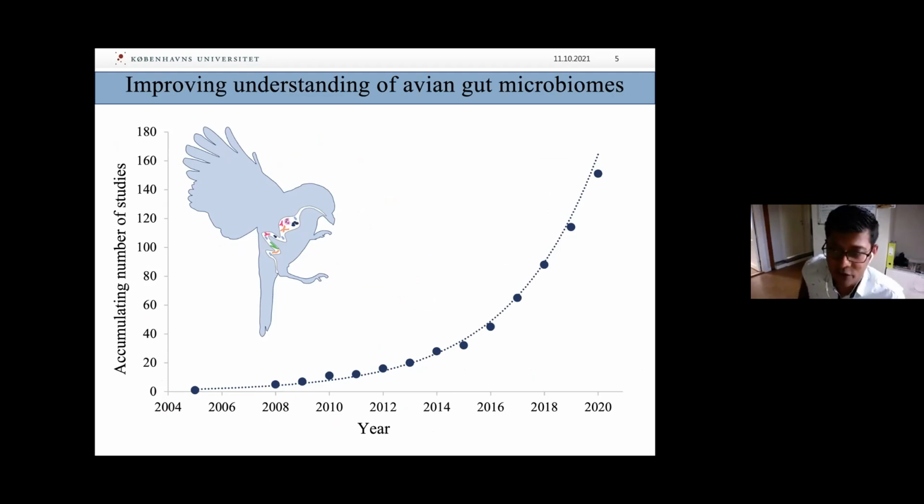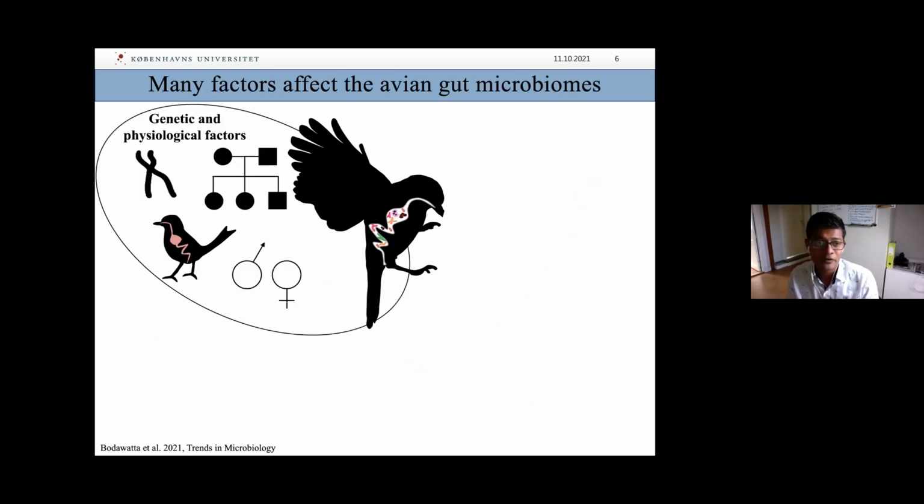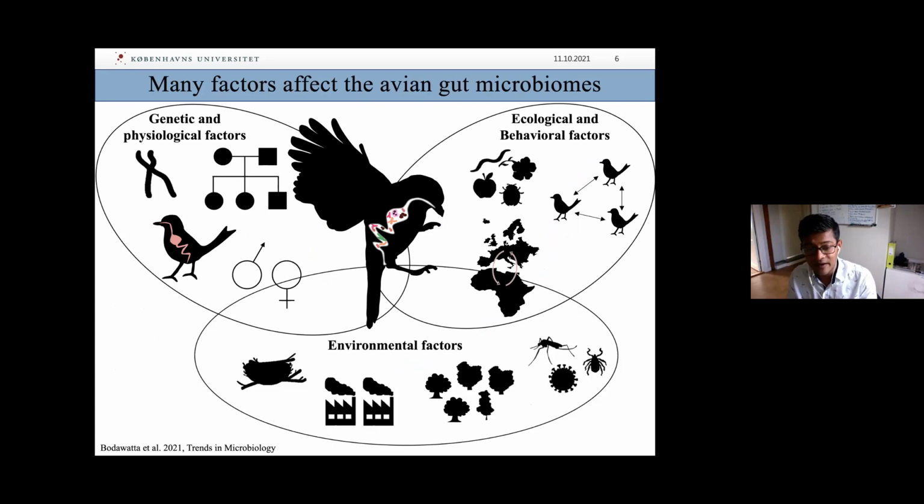This graph shows the accumulated number of studies on gut microbiomes of wild bird hosts. As you can see, within the last 4 to 5 years, we are starting to increase the number of studies looking at these microbial communities. With that, we are also starting to get a better understanding of what factors drive these complex symbiont associations in bird hosts. We can categorize these factors into a few groups. Studies have shown that many genetic and physiological factors influence these complex communities, and also ecological and behavioral factors. Finally, environmental factors can also influence the assembly and community composition of these bird microbiomes.